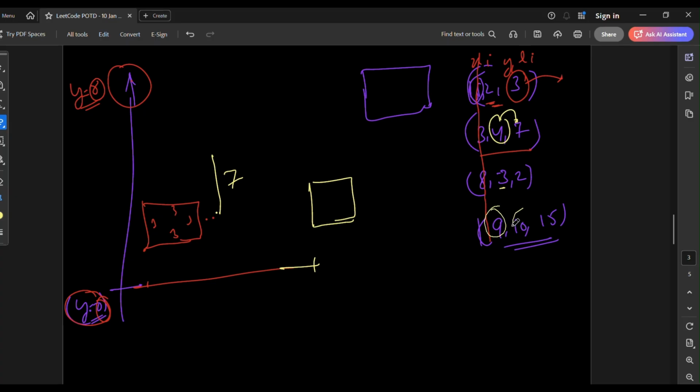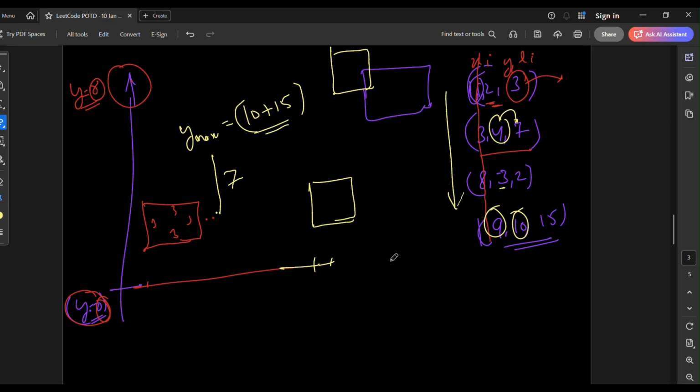And the next part is 9, 10. Let's say 9 and 10 here, and we are moving 15 upward. If you see clearly, the maximum y will be 10 plus 15. So first I will iterate through the array and find my y max. This is the first part of the solution.